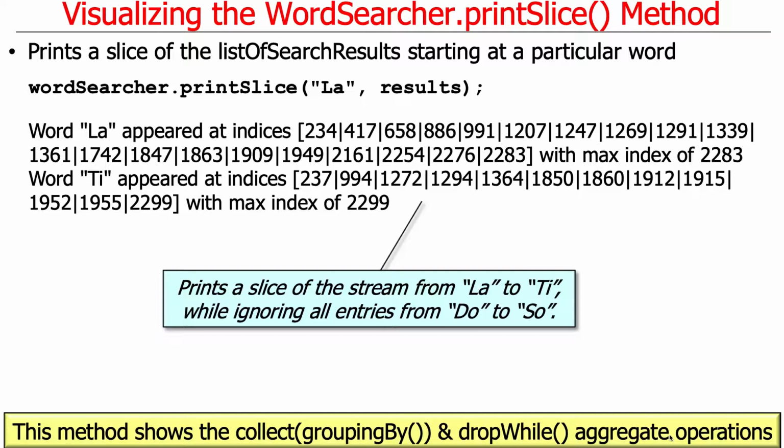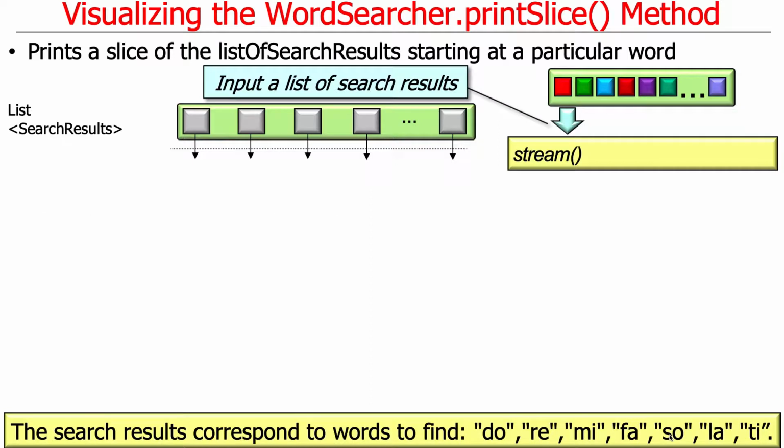In this case, it's t, so it's just two elements. So it'll print a slice of what's in the input, so la to t, and it skips over do to so. So let's take a look at how this works. This is kind of interesting.